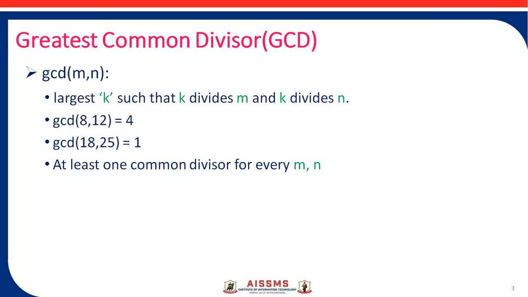So here are some examples. GCD of 8 and 12 is 4, and GCD of 18 and 25 is 1. So there is at least one common divisor for every M and N, and this is the 1.